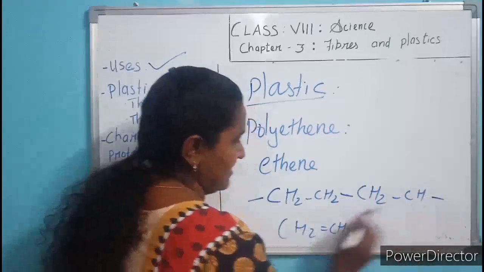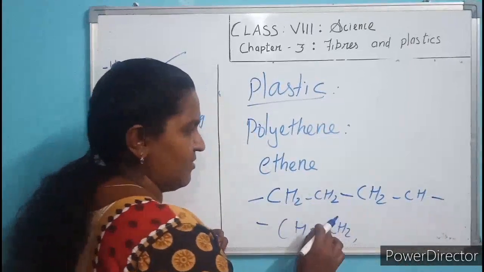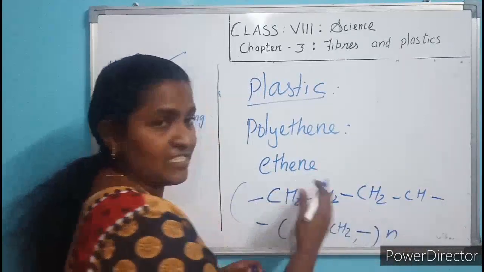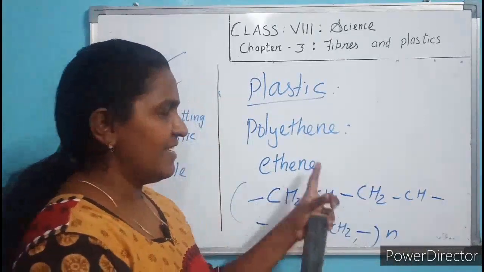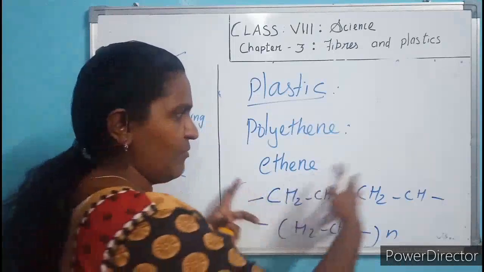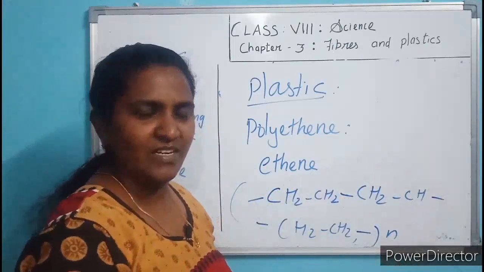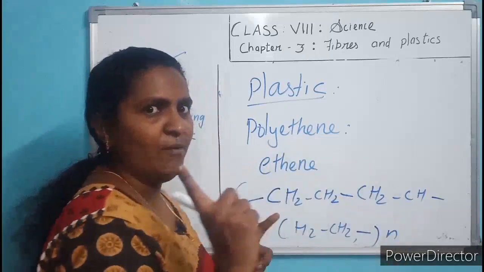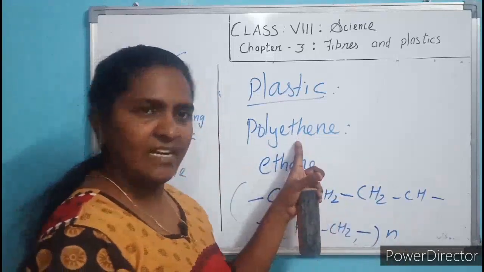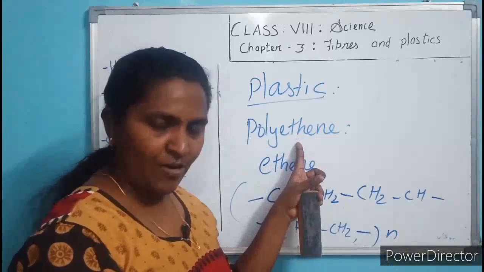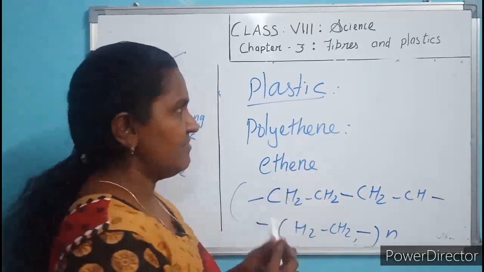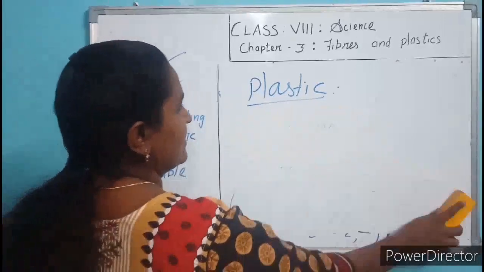They combine like this. Okay, this is one structure. They combine to form a big structure. This is the structure of polyethylene. Now it has become one big molecule. Three small monomers join to form one big polymer. So it is a kind of plastic. Its monomer is ethene.